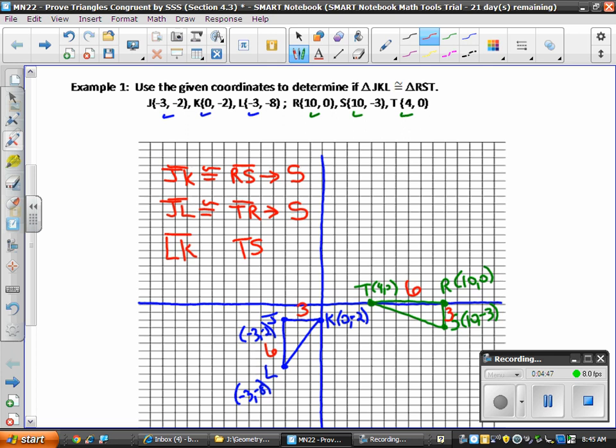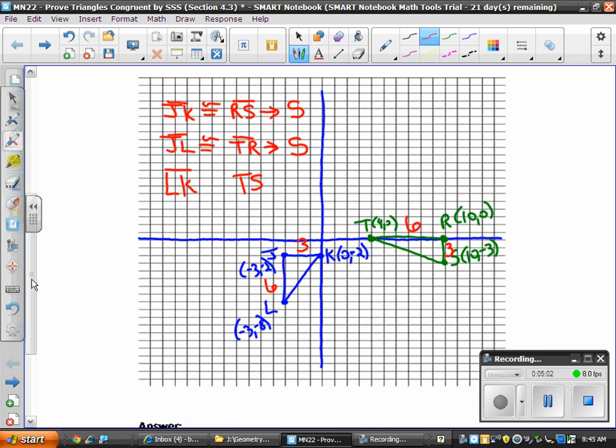At this point, typically if it wasn't a right triangle, you would use your distance formula to find the length from L to K. Same thing with T to S. You could use your distance formula to determine if those lengths are the same. But really, because these both are right triangles, the easier way to do it would be to use the Pythagorean theorem to find that third side. So that's taking your legs and squaring each one, and that will give you your hypotenuse squared.